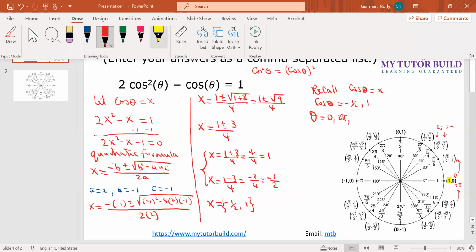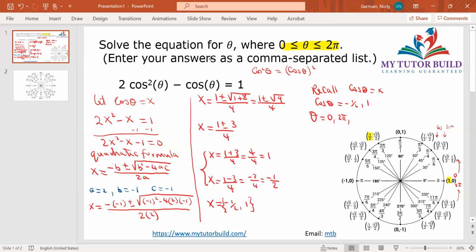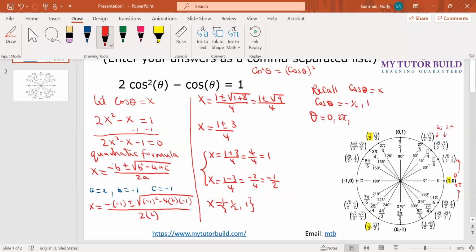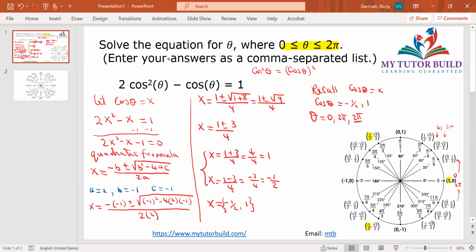Now the next step is to identify for which angle cosine equals negative 1/2. Remember, cosine can be negative only in quadrants 2 and 3, because that's where x is negative. So you would identify cosine negative 1/2 at 2 pi over 3, and at 4 pi over 3. So we conclude the other angles when you solve it are 2 pi over 3 and 4 pi over 3. So this is the final answer.